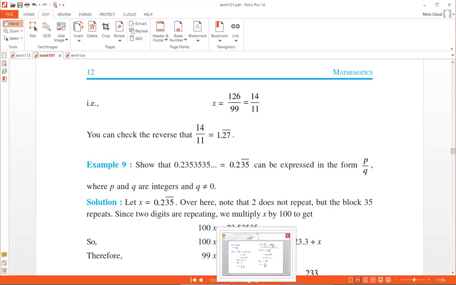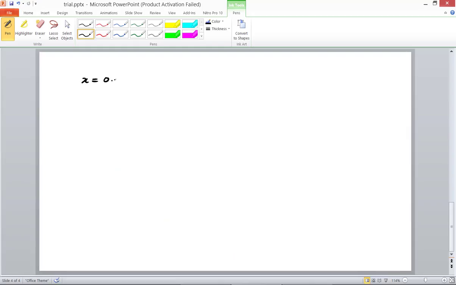Let's take another example. X is equal to 0.235, but this is repeating. So it means it is 0.23535, and this keeps repeating. Here again, 2 decimal places are repeating. I will multiply with 100. So 100x is equal to, it's going to go here.